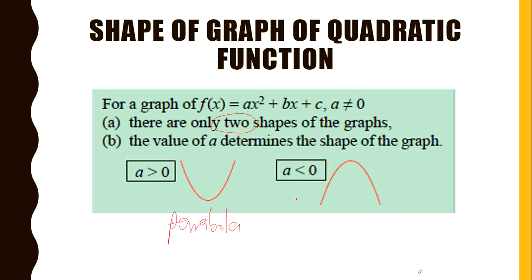Satu senyum, satu masam. Okay, bila the value of a is greater than 0, the graph will be senyum lah. The graph will be smiling. And when a is less than 0, the graph will be masam ni. Dia kata the value of a determines the shape of the graph.